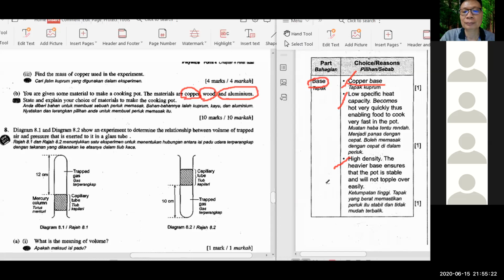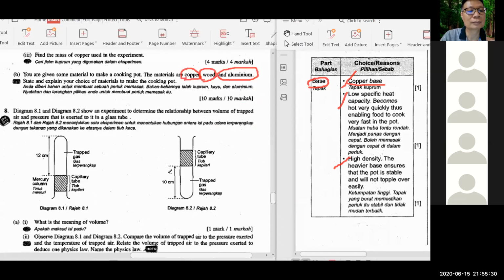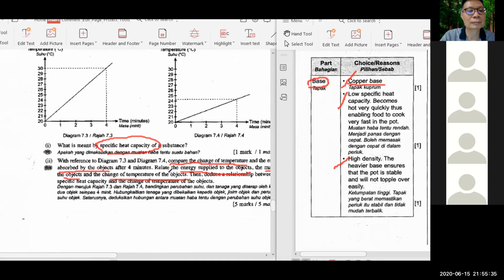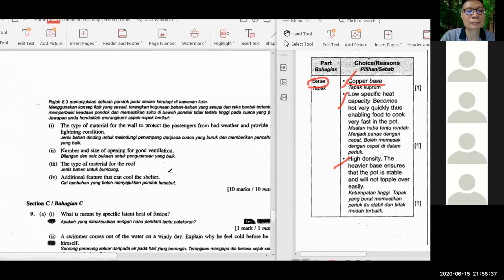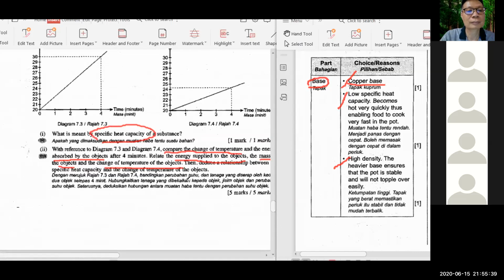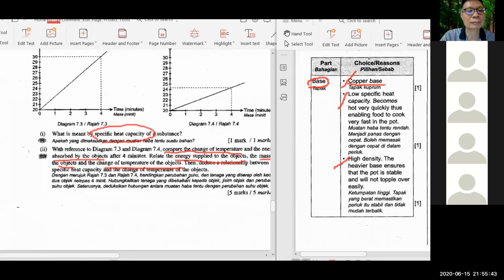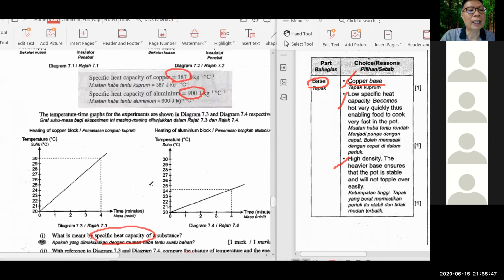Okay, copy it down faster. Yeah, finish.